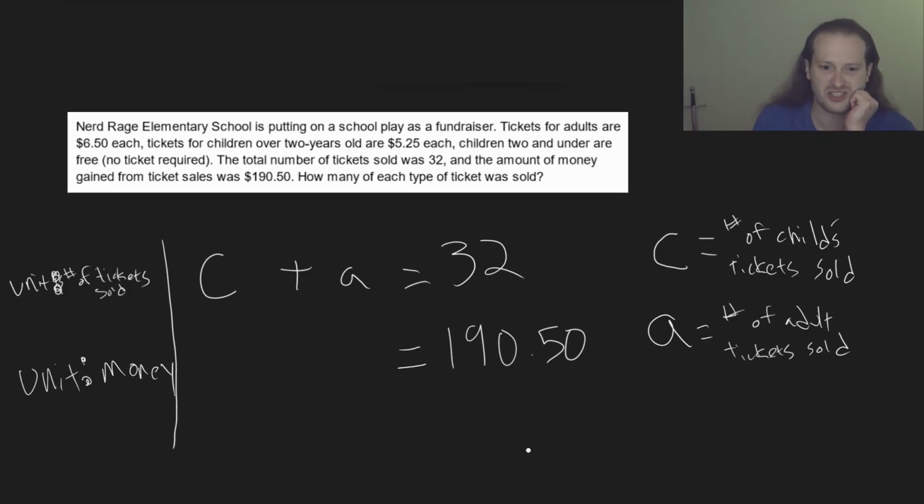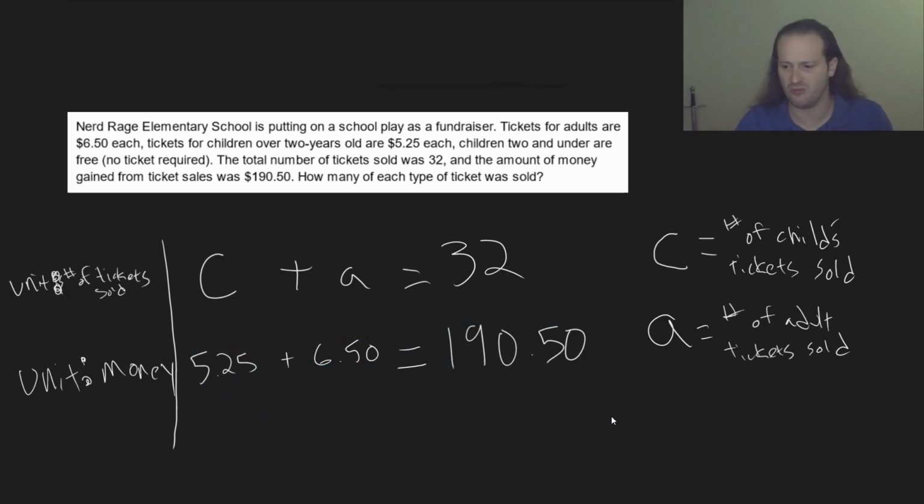So we can't just say, okay, children are 5.25 and then this is 6.50 for the adults. We can't say that. This is definitely not a complete sentence. How much money did they make just off of the adult tickets? Through multiplication, we have the number of tickets sold, which is unknown but defined by A. And then each one of those is $6.50. So that's the total amount, 6.50 times A.